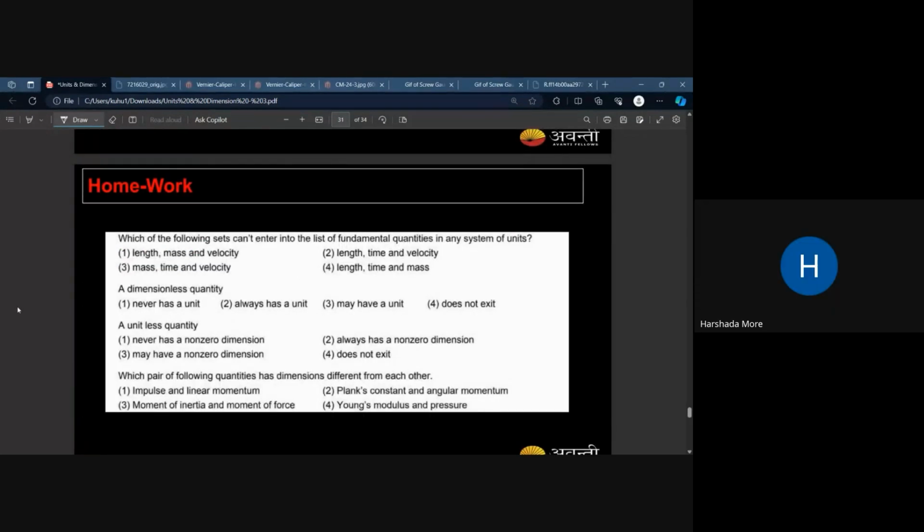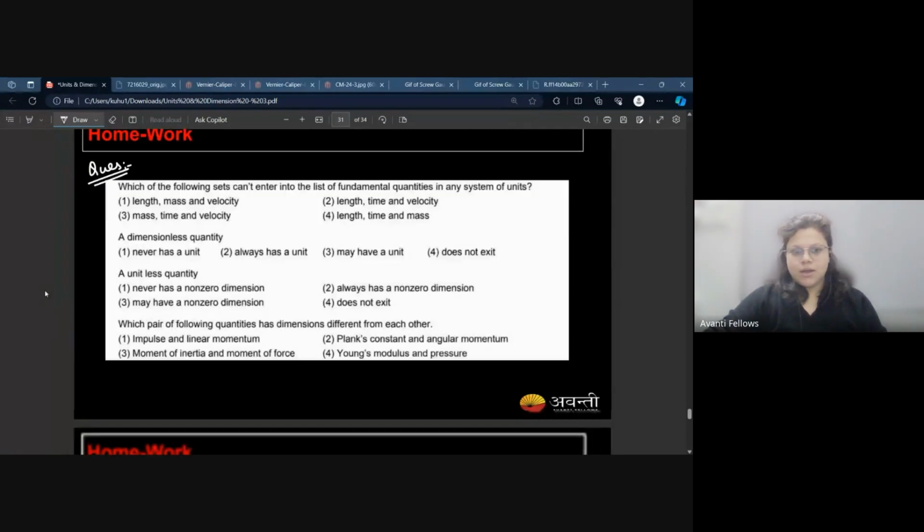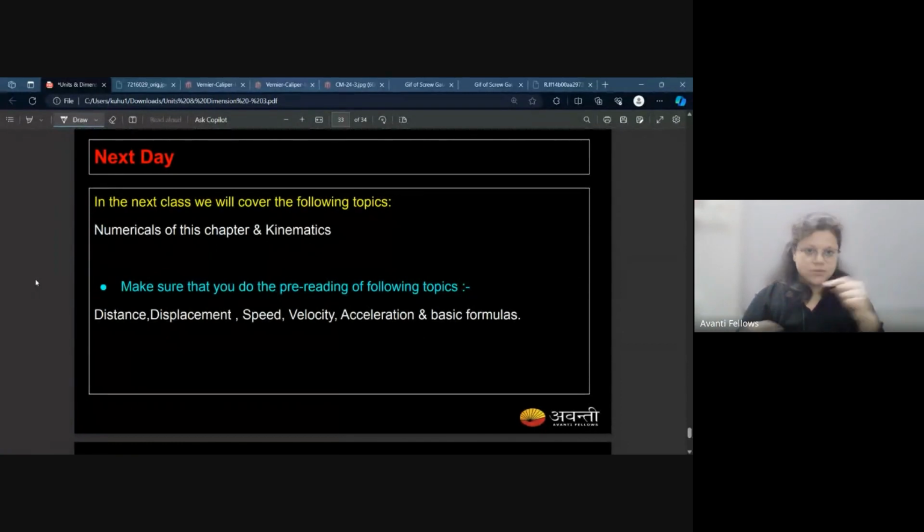Ma'am, will you share the PDF on the group? Okay, I'll do that. And yeah, these are homeworks. Just make sure you go through this slide. Next day, we will talk about the numericals of this chapter, which includes screw gauge and kinematics. This is your next chapter, which we will deal with. Make sure that you do this pre-work.